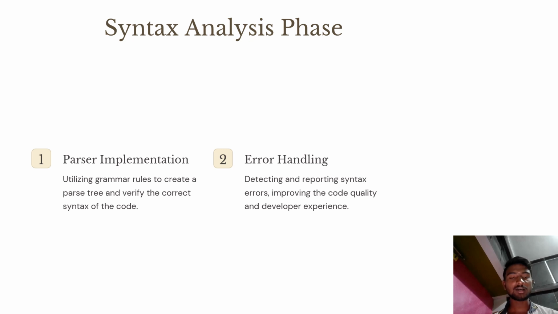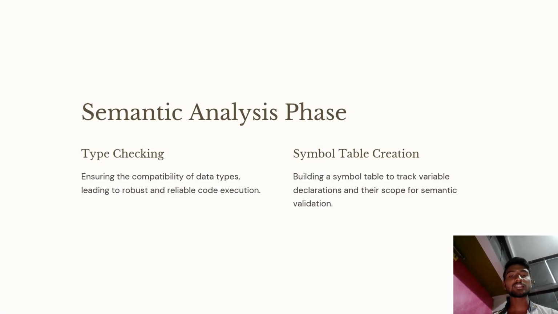Syntax analyzer steps to be implemented are parser implementation, utilizing the grammar rules to create the parse tree and verify the correct syntax of the code, and error handling, that is detecting and reporting syntax errors and improving code quality and developer experience. In the semantic analysis process, we do type checking, ensuring the compatibility of data types, leading to robust and reliable code execution. In the semantic analysis phase, there is also symbol table creation, building a symbol table to track variable declarations and scope for semantic validation.